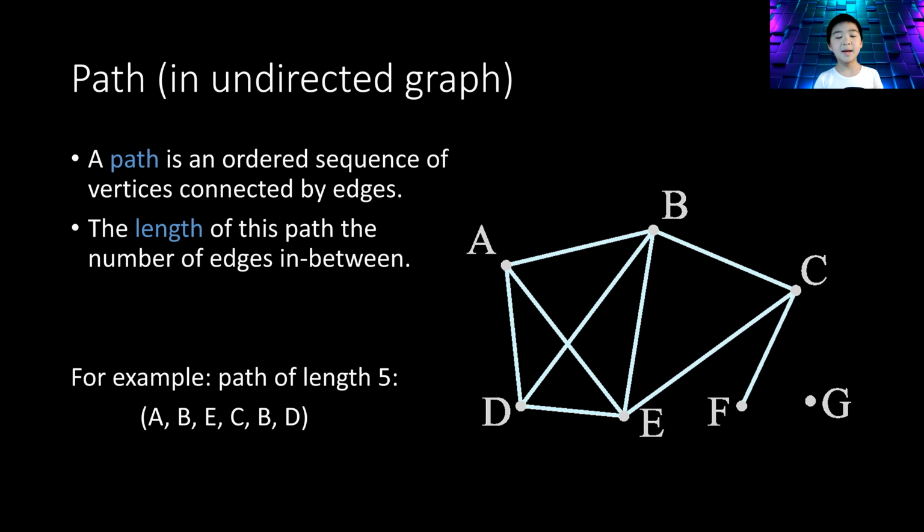This is called a path. As you may have guessed, a path is an ordered sequence of vertices connected by edges. The length of a path is the number of edges in between. For example, if we have the path A, B, E, C, B, and D, the length of it will be 5.